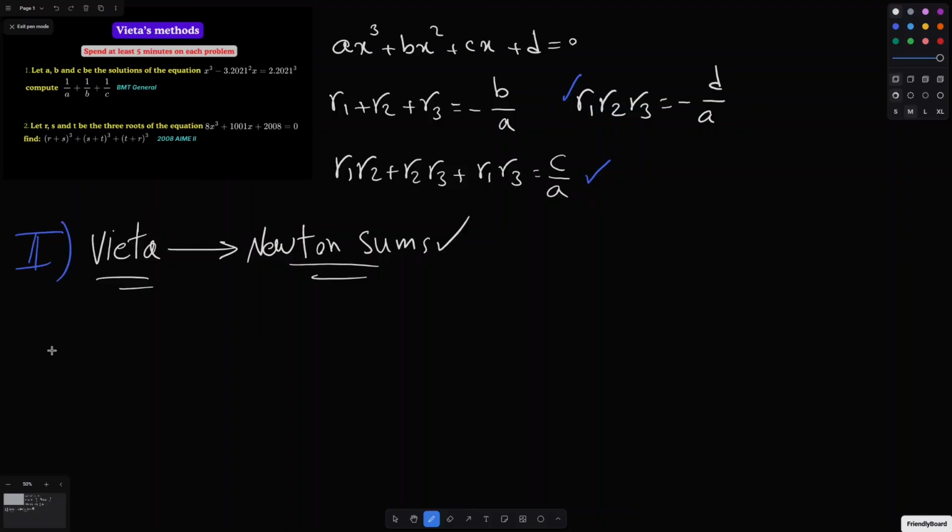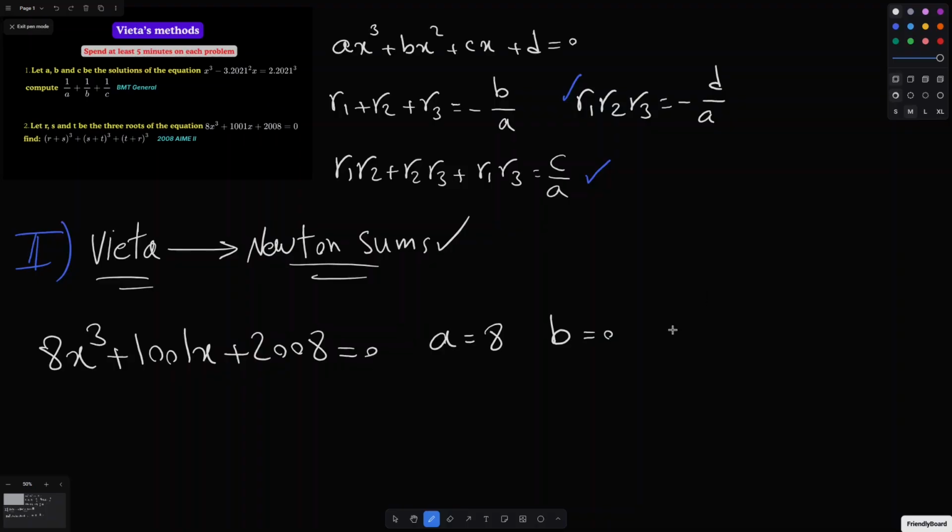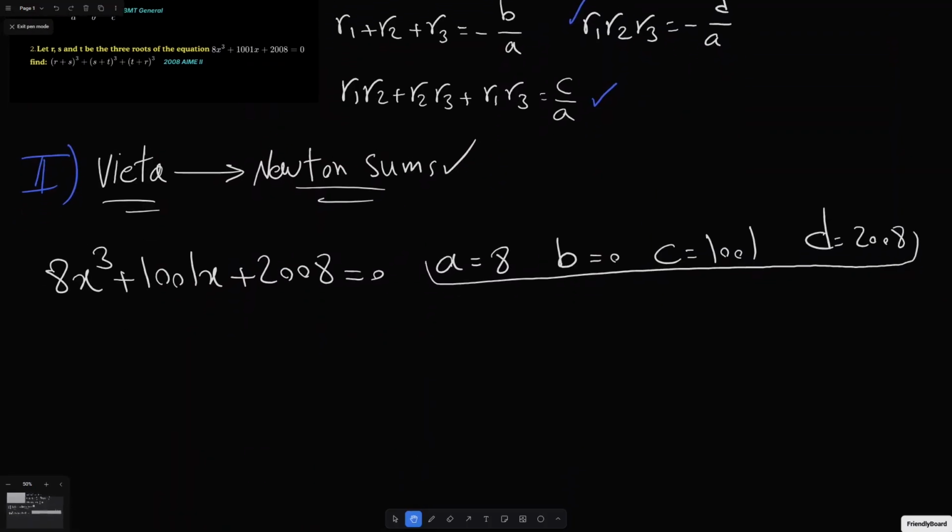Let's just write the equation: 8x cubed plus 1001x plus 2008 equals 0. So from here, a equals 8, b equals 0, c equals 1001, and d equals 2008. Okay, so these are the coefficients for the cubic equation that we have.